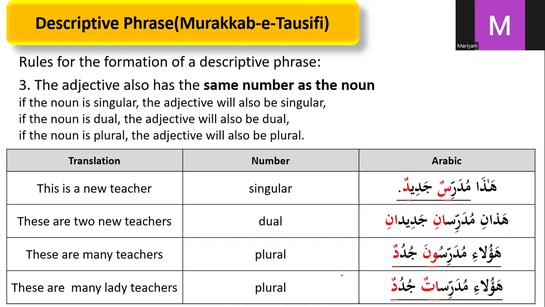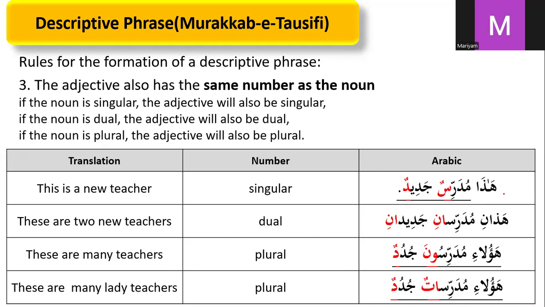Then the number, as we have learned all properties of the noun. If the noun is singular, the adjective is also singular. If the noun is dual, the adjective will also be dual. If the noun is plural, the adjective will also be plural. So you can see here, I have taken only one phrase and I have made it singular, dual, and plural. As you know, there is an agreement as well according to gender and number.